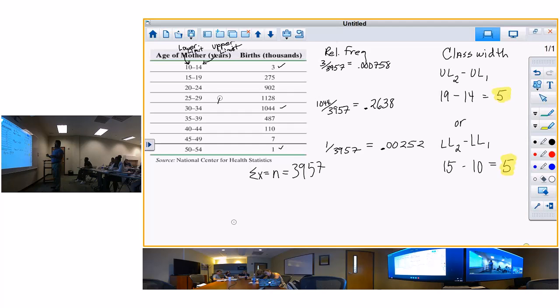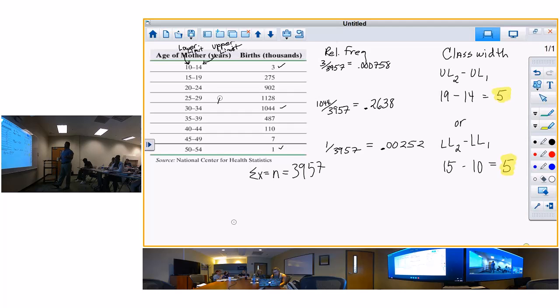Now, if you want to go down to the bottom and say 50 minus 45, you can do that. But don't say 50 minus 40 because that's not consecutive. If you did that, there would be no class width because you go 50 minus 40, that's 10. Well, somebody else would go 50 minus 30, that's 20. So you can't do that. You have to do the consecutives.